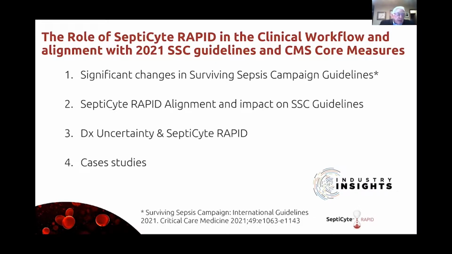In the next 15 minutes, I would like to briefly review some of the significant changes in sepsis management, as reviewed by Dr. Balk, published in the 2021 Surviving Sepsis Campaign's International Clinical Management Guidelines, and discuss how we see a role for SeptiCyte Rapid in aligning with and helping drive compliance with these guidelines. I will review how SeptiCyte Rapid can be used in the clinical evaluation of suspected sepsis patients in impacting the diagnostic uncertainty, appropriate early intervention, and antibiotic and diagnostic stewardship. Finally, I'd like to close by presenting two case studies as examples of the use of SeptiCyte Rapid in the clinical environment.